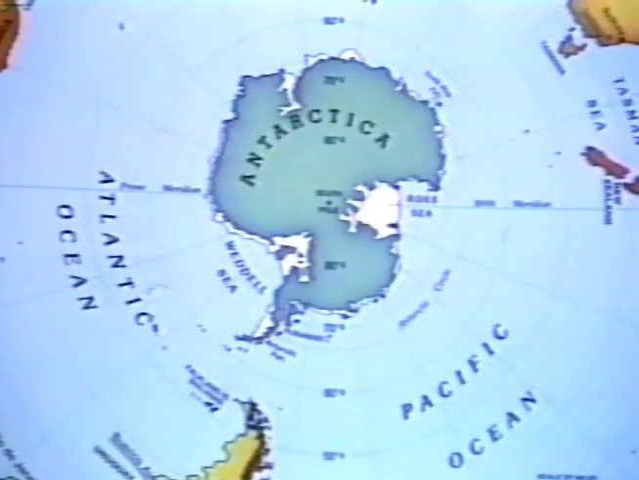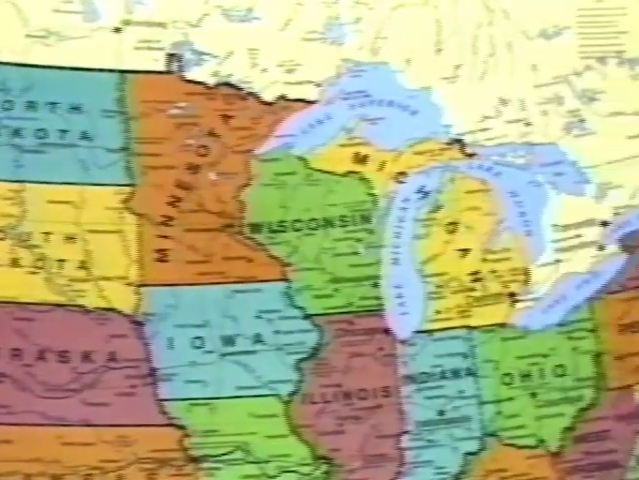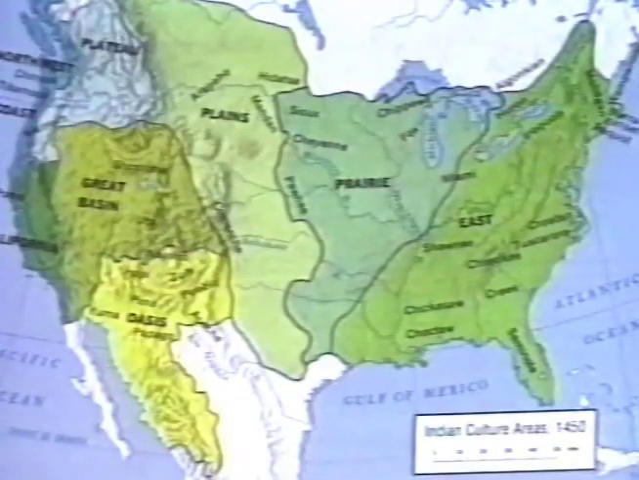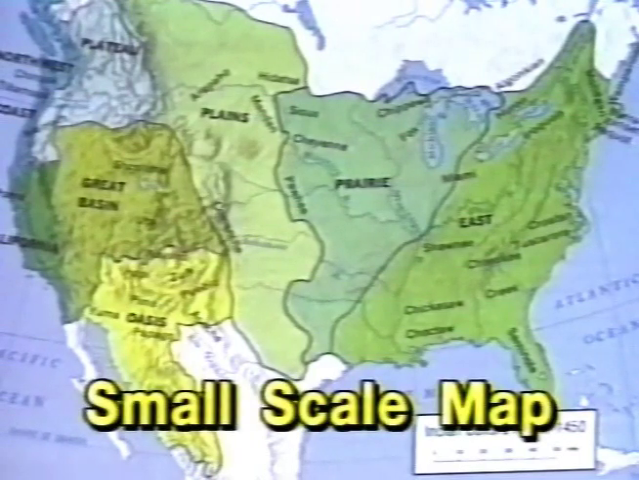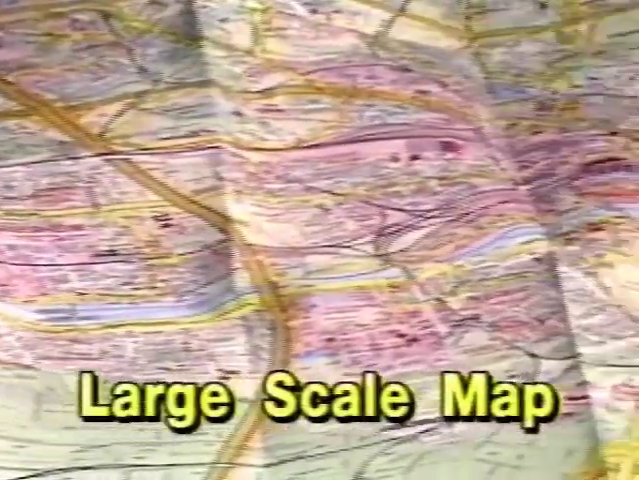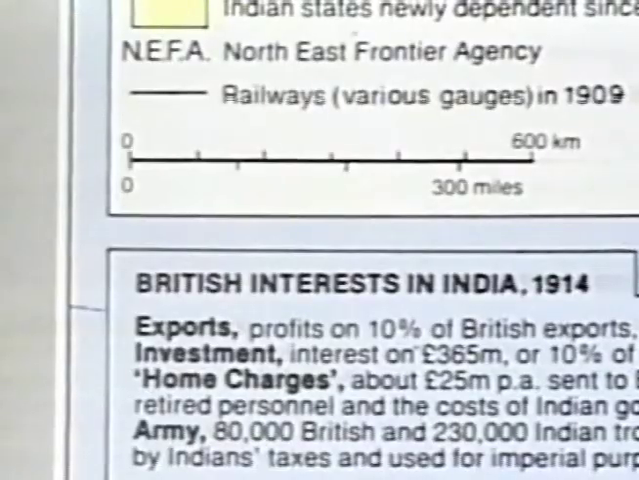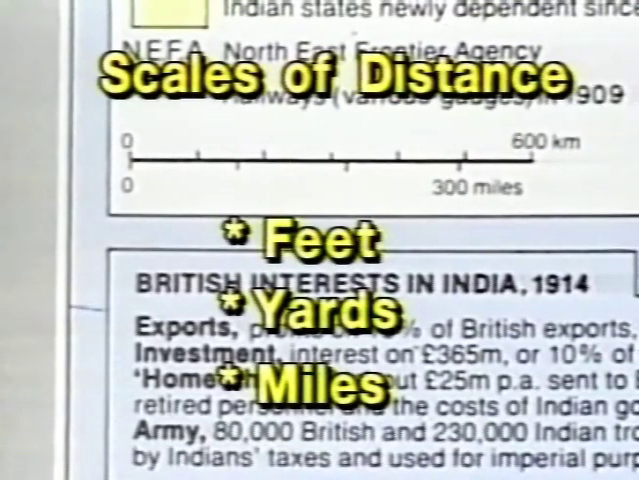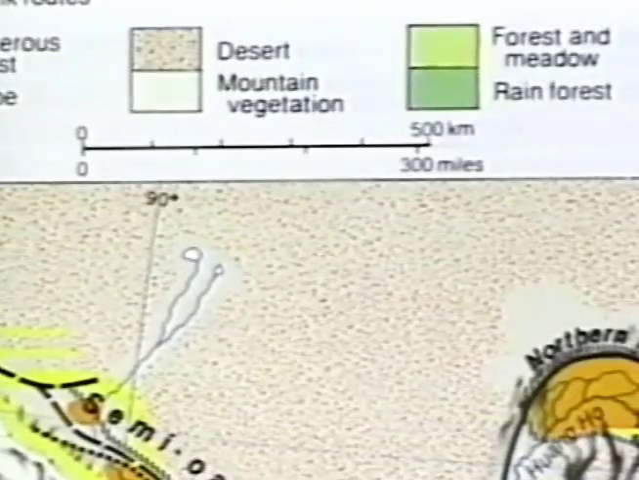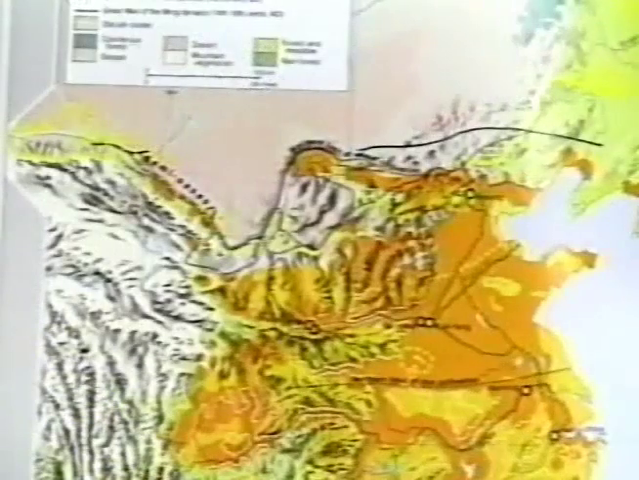So maps can show an area on Earth with little detail or great detail. If a map like this doesn't show much detail, we call it a small-scale map. But if a map shows a great deal of detail, we call it a large-scale map, like this one. Scales of distance can be shown in feet, yards, or miles. So scales of distance give us an idea of a map or globe's relation to reality.